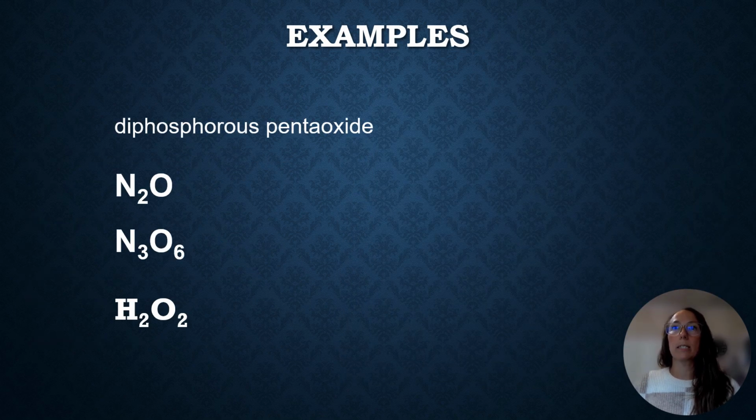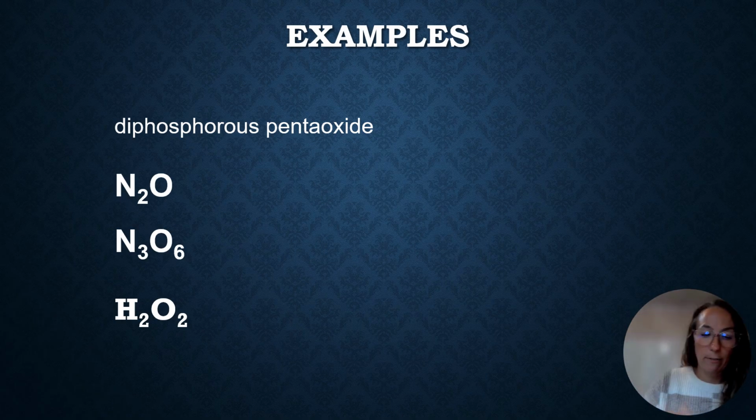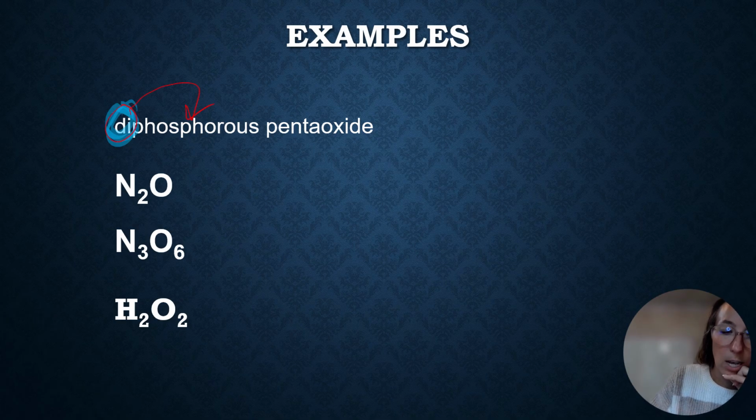So let's do some of these examples here right out of your package. If I'm looking at the first one, diphosphorus pentaoxide. This means I have 2 of the phosphoruses. So I'm going to have a P for the phosphorus and 2, that's my diphosphorus, and then the penta for the oxides. So for the oxygens, I have 5 of them.